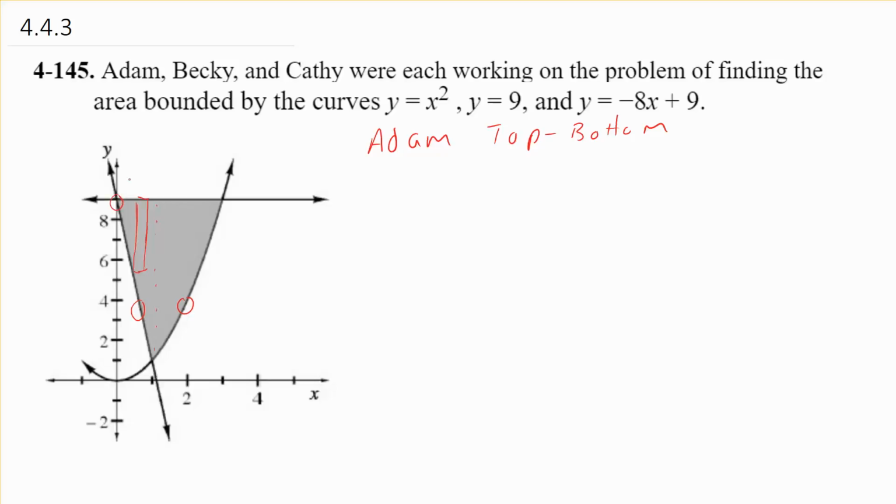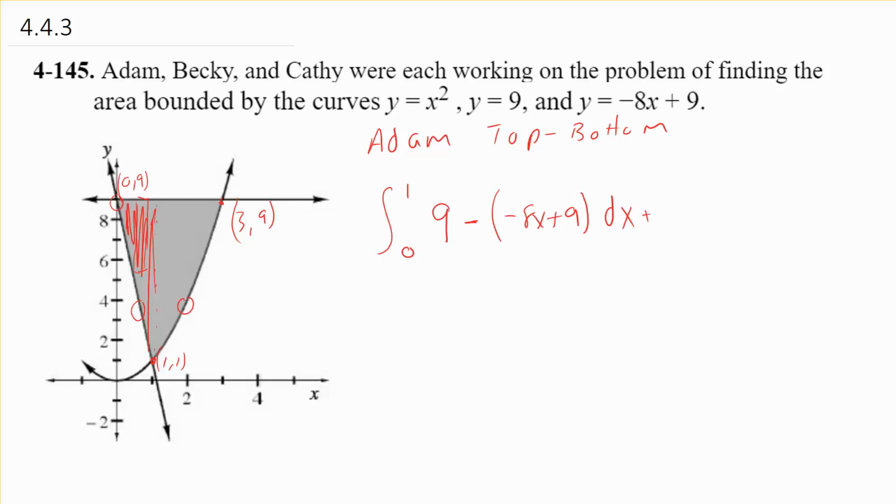And this one is 0, 9. This one algebraically is 1, 1. And this one ends up being 3, 9. So Adam says, well, let's do the integral from 0 to 1 to find this area right here. The top curve is y equals 9 minus the bottom curve, in this case, was the negative 8x plus 9.